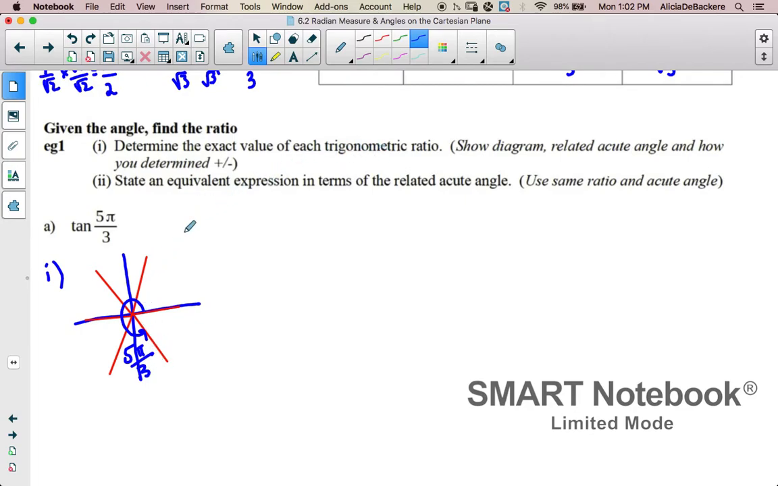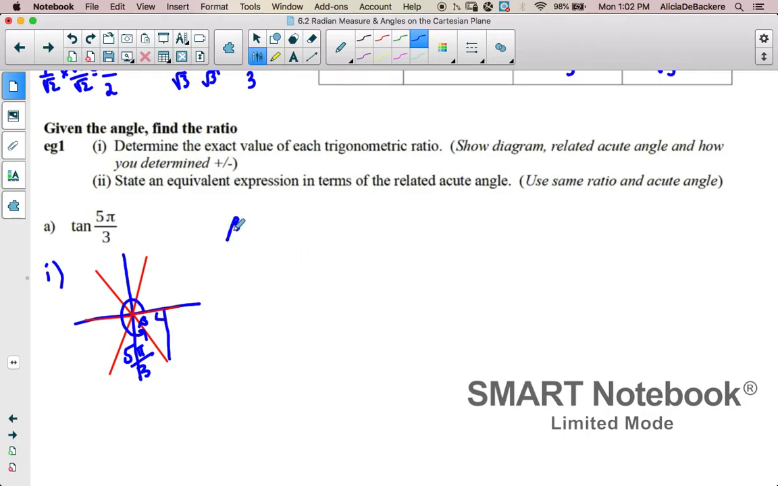Now the next thing I'm going to do is take that last terminal arm that I ended up with, and I'm going to connect it to the x-axis. I always connect to the x-axis to create a 90-degree triangle. And what I need to know is what is this related acute angle in there? I'm going to call it beta. I always use beta for my related acute angle.